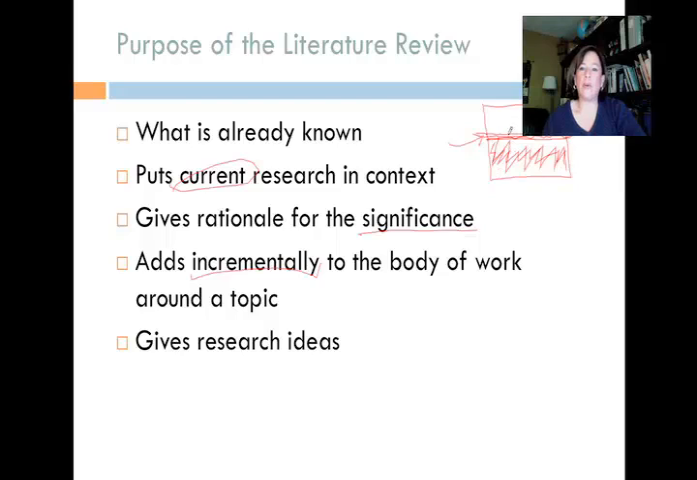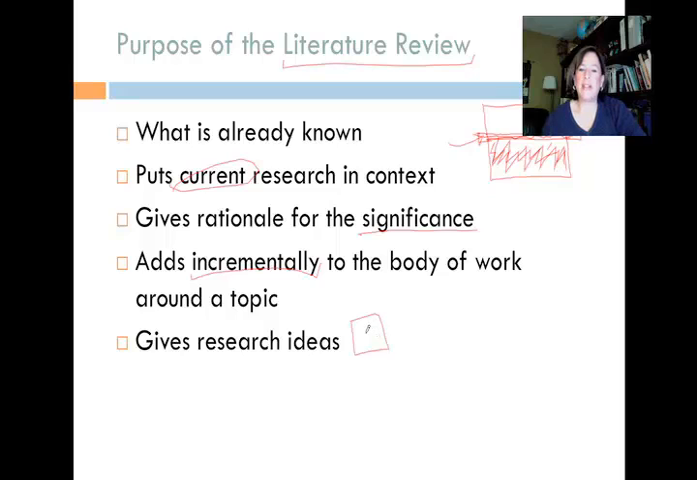And so if you think about your research as adding incrementally to what is already known, then I think that takes a little bit of stress and pressure off of a researcher to know that you don't have to come up with a paradigm shift on a topic. You're just trying to add that next step, add a little bit more information to the topic. The other thing that's good about a literature review is that it gives research ideas.